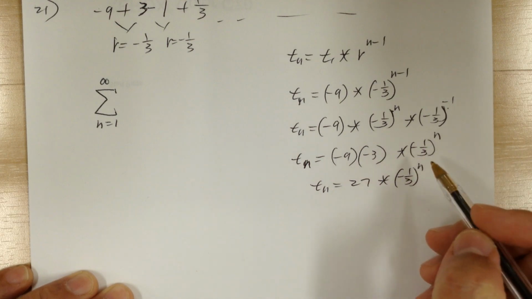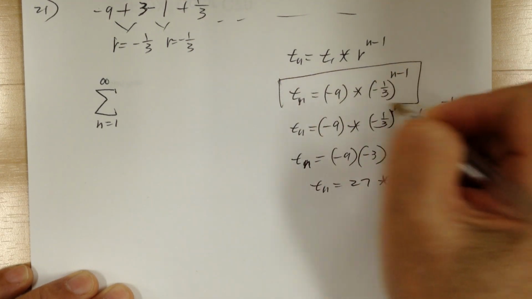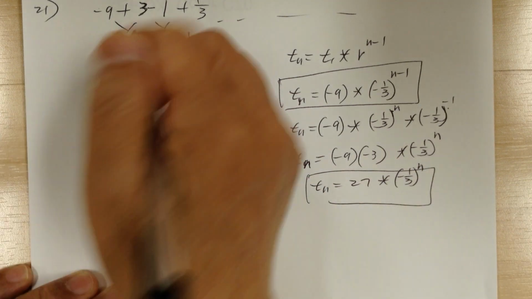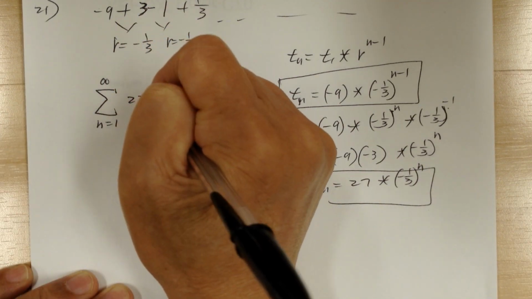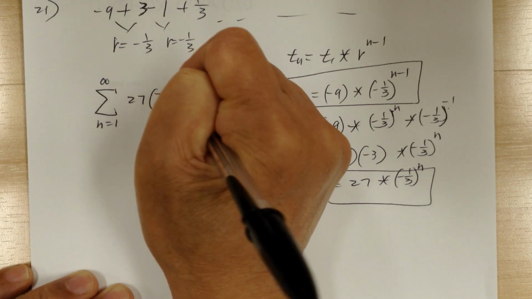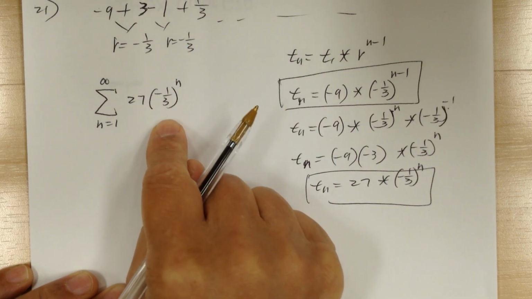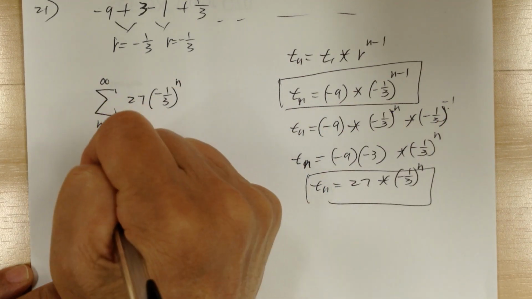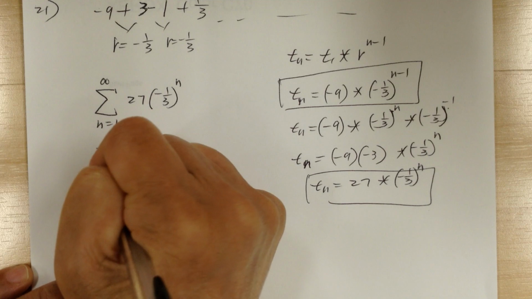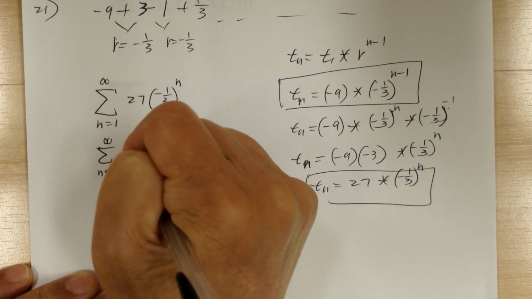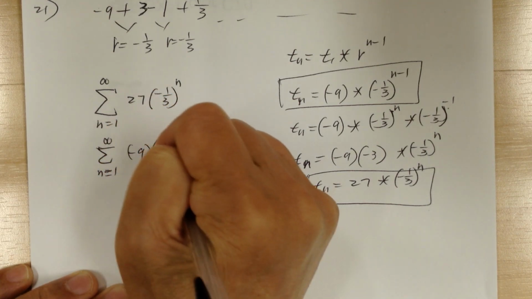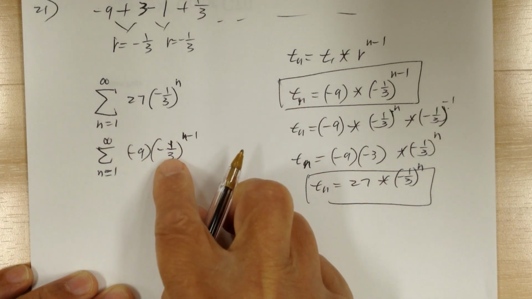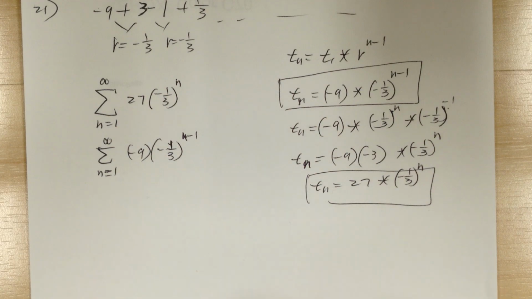But again, if you have this answer in here, that's fine. Either one is fine. It'd be 27 times negative 1/3 to the n. So that's the book answer. But if you have the other form, that's fine too. Either one is acceptable.